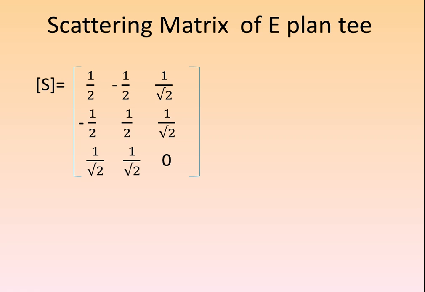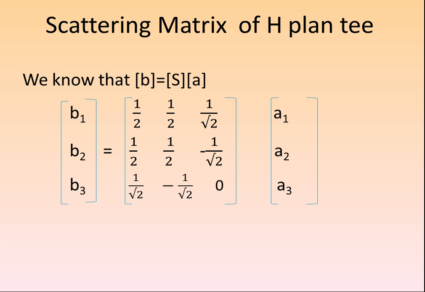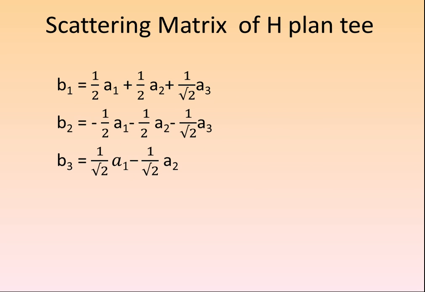The scattering matrix of the E Plane Tee will describe all its properties. As we know this basic equation, B is equal to S into A. B is all the outputs of the E Plane Tee, S is the scattering matrix of the E Plane Tee, and A is all inputs of the E Plane Tee. So from this equation, what we get is three equations for the outputs of an E Plane Tee.